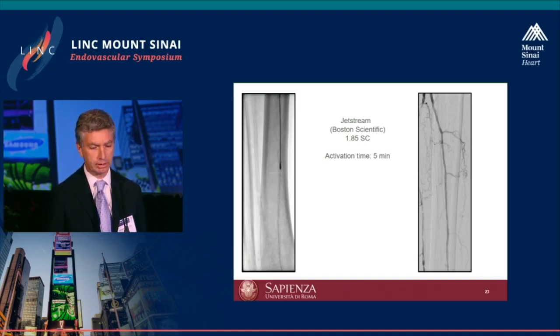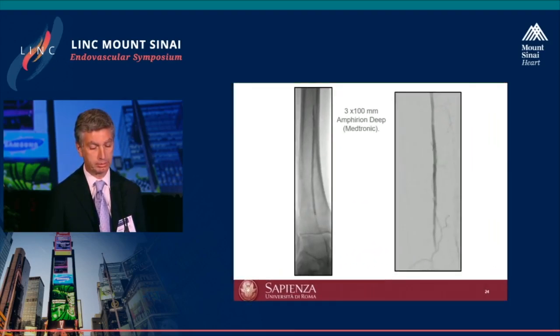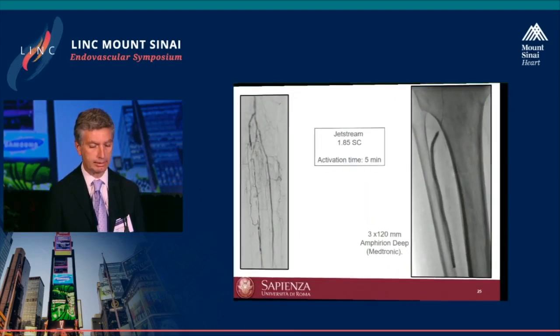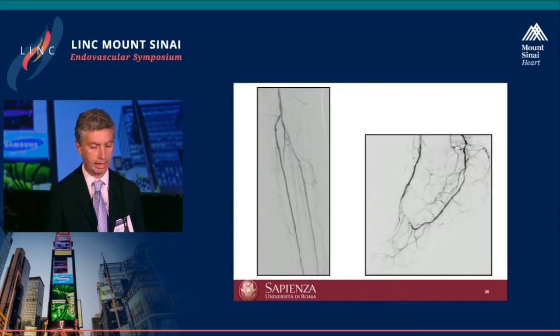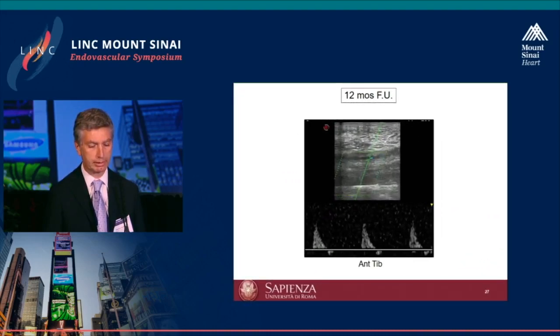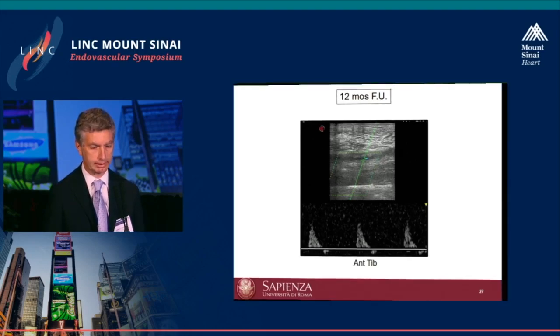You can see that the vessel is pretty nice, but we decided to complete the procedure with a simple dilatation. This is with the Amphirion DCB, 3 millimeters in diameter, and then we did the same thing in the anterior tibial vessel. And this is the final angiogram. You can see how much better the foot is now after the combined treatment of atherectomy plus DCB. And then we have also the 1-year follow-up of the anterior tibial that confirms the good outcome in this case.